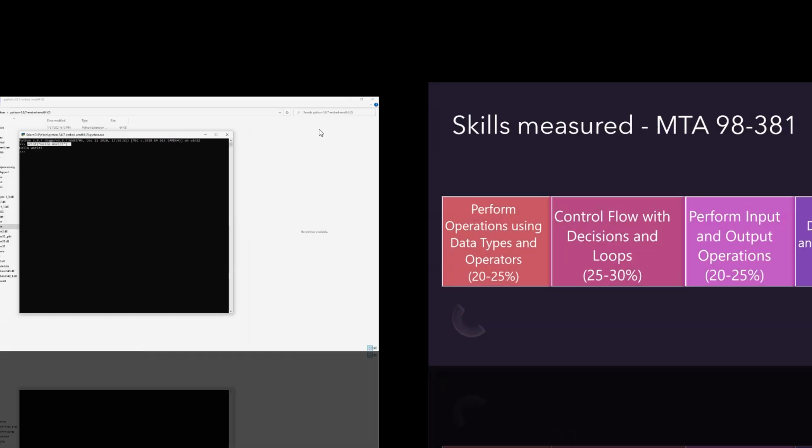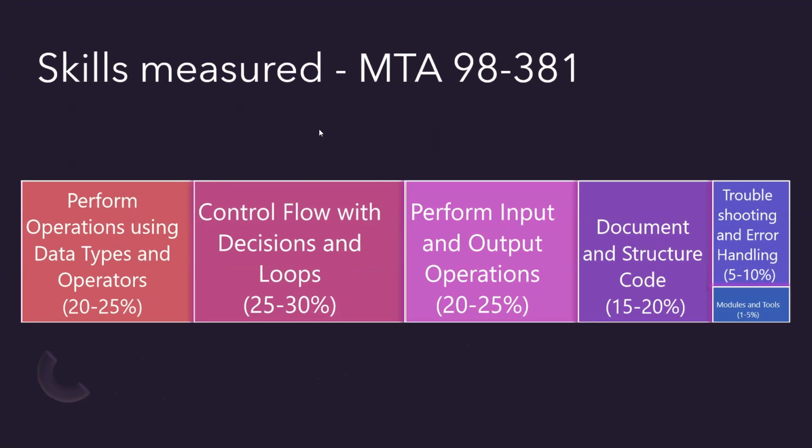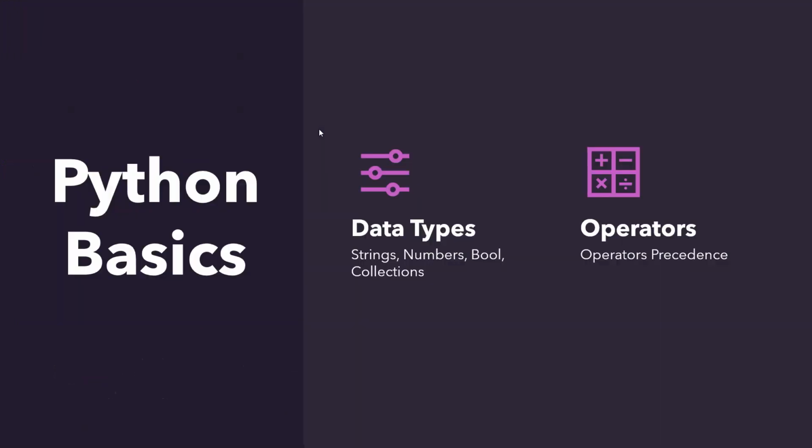Let's get started with the first skill, which is perform operations using data types and operators. Here we will cover Python basics, which is mostly around data types, the different types of data types: string, numbers, Boolean, collections, and operator precedence.